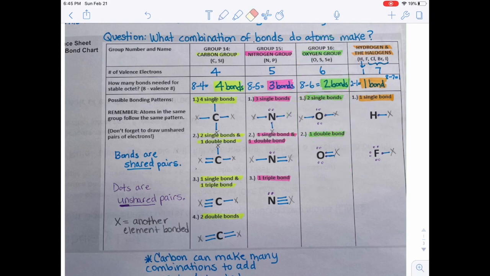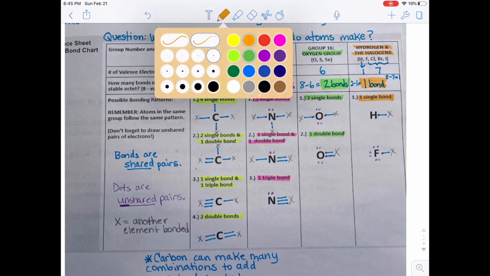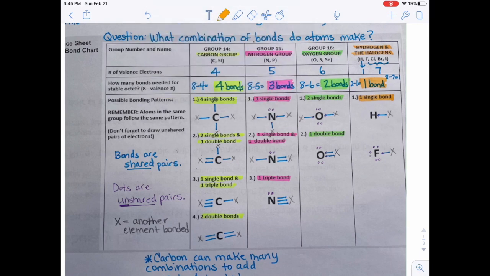And finally, the ones that only need 1 bond include hydrogen, which only needs 1 bond, and it only has 1 electron, so it is stable like that, and there's no dots around it. But then the halogen group, group 17, and that includes all of these, F, Cl, Br, and I, they all would look like this when they're in a molecule. So it isn't just F that would look like that, but any of the halogens.